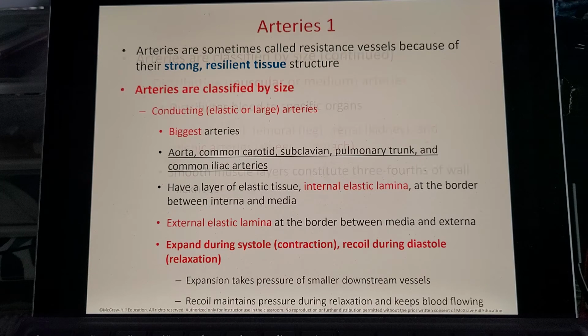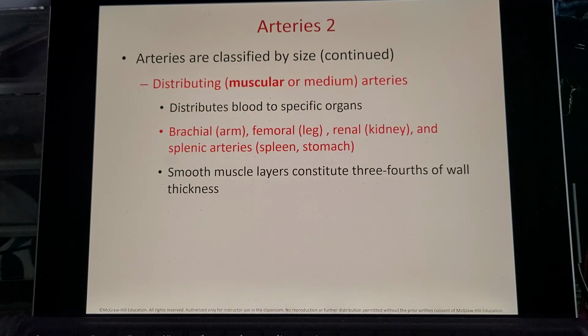Okay, so these are some other sizes. Our medium ones: brachial, which is arm, because you're getting into smaller regions of the body. Femoral is in the leg, so named after the femur. Brachii is just your arm term. Renal, we have the kidneys, so going to that organ, and then splenic goes to the spleen and the stomach. Since it's bypassing the stomach, might as well dump some blood there and then go to the spleen.